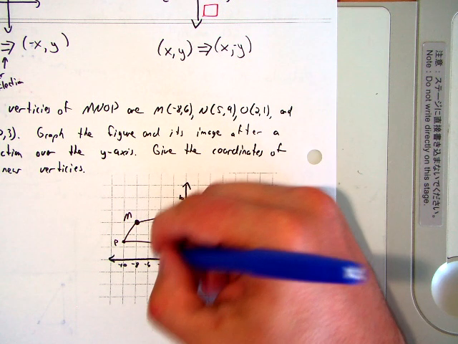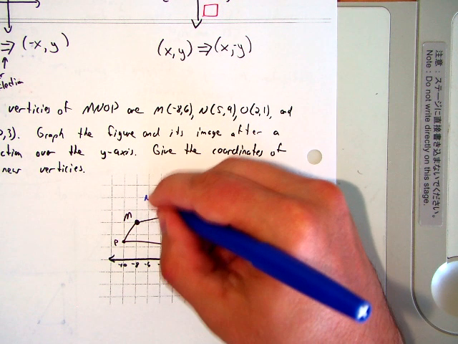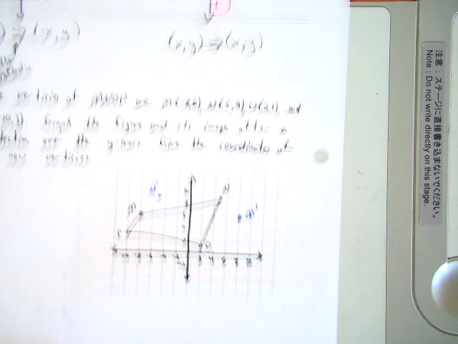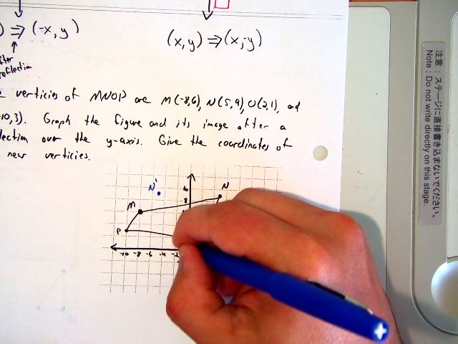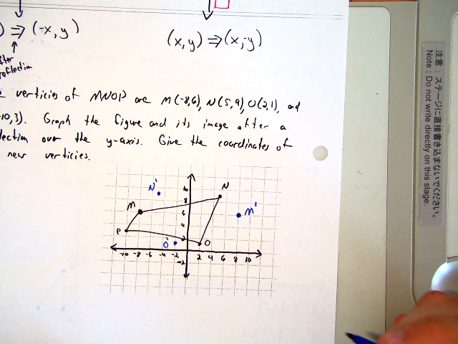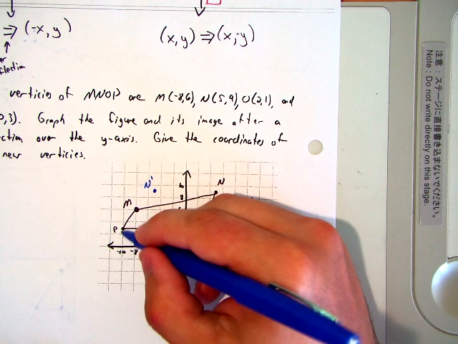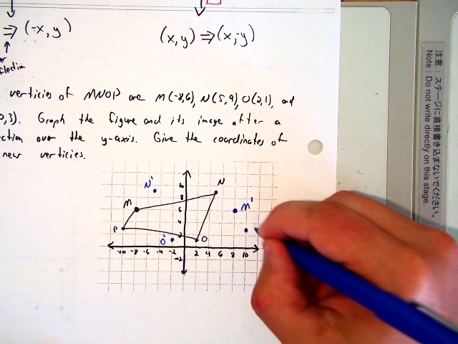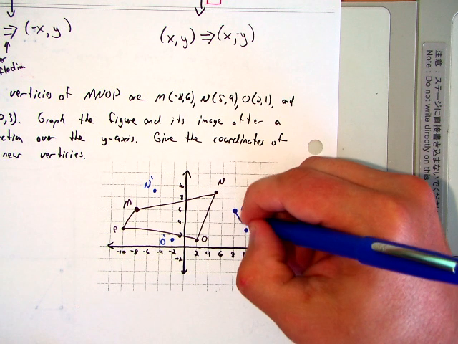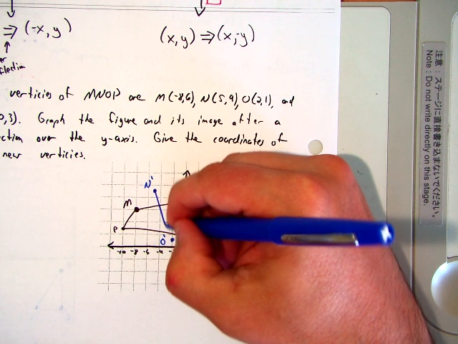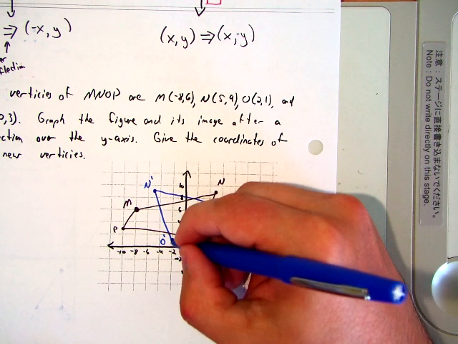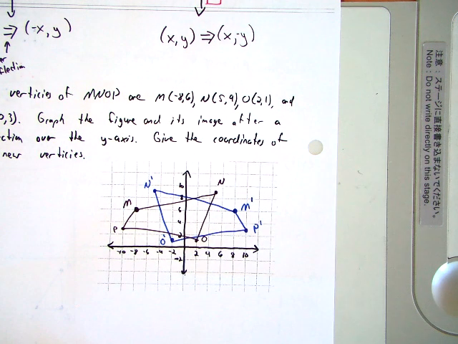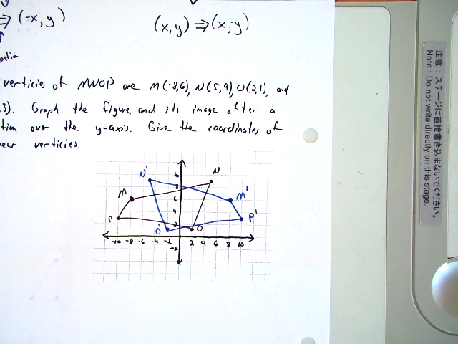N was at 5, 9, so now it's at negative 5, 9. So this is at N prime. O was at 2, 1, so now we're at negative 2, 1. That's O prime. And then P was at negative 10, 3. It's now at 10, 3, and that's P prime. So if I connect the dots as so, that is my new reflected image.